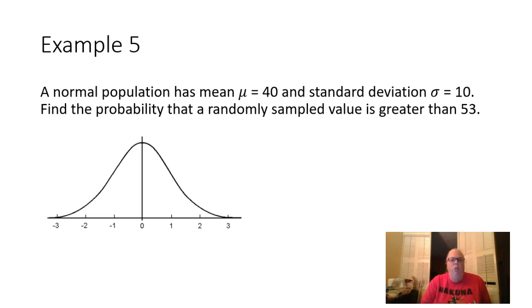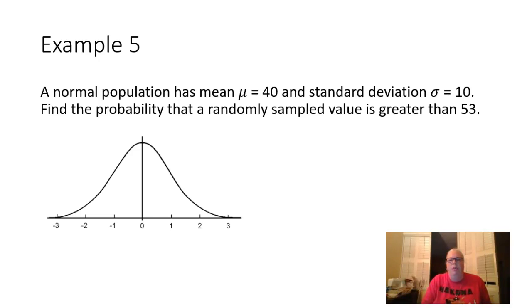Example 5. A normal population has mean mu equal to 40 and a standard deviation sigma equal to 10. Find the probability that a randomly sampled value is greater than 53. Once again, we're supposed to find the area underneath the curve because it's asking for a probability. And once again, I'm going to need to take my information over here and turn it into a z-score so that I can put it on my normal curve.